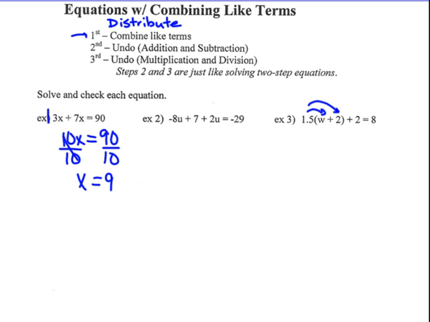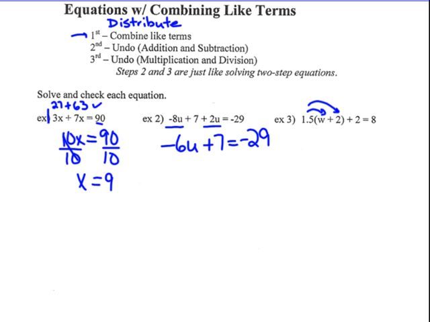Now I'm going to check that this problem is correct. The solution is 9. 3 times 9 is 27, and 7 times 9 is 63. 27 and 63 does equal that 90, so yippee, I've got the right answer. On to problem number 2. Problem number 2 does not have any distribute in it, but it does have like terms. It has negative 8u's plus 2u's, which gives you negative 6u's, plus 7, which equals negative 29.